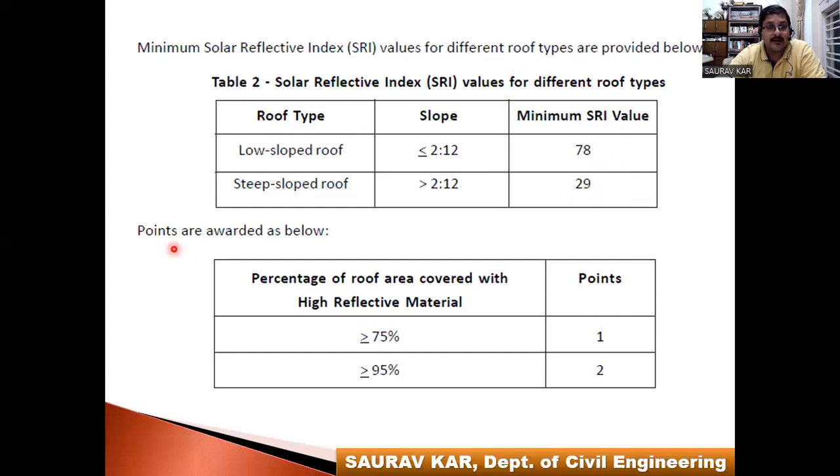Okay. Now, coming to the points. If we have reflective material and the percentage of roof area covered is more than or equal to 75%, then 1 point. More than or equal to 95%, 2 points.